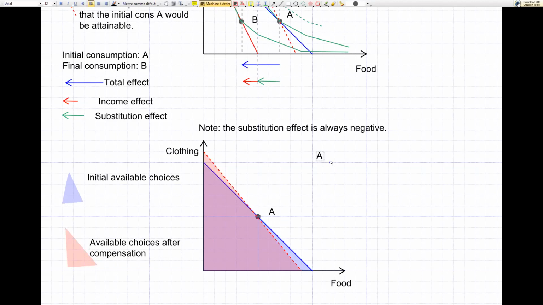So after the compensation, the only new bundles, the only bundles newly available to the person contain less food than before.